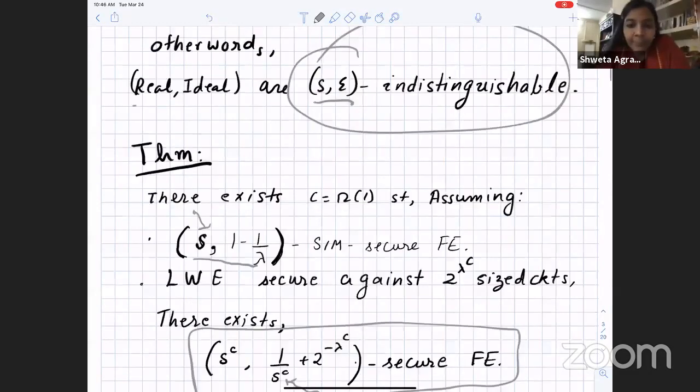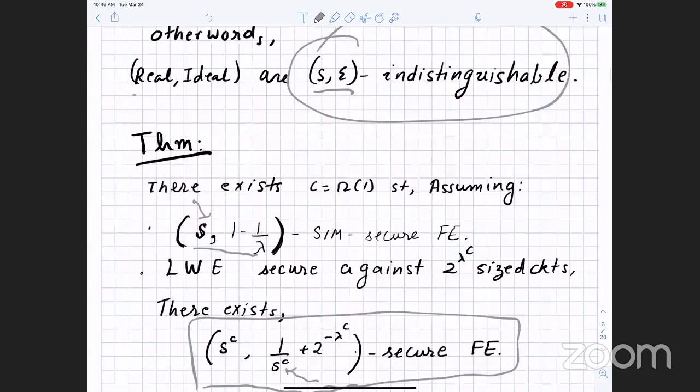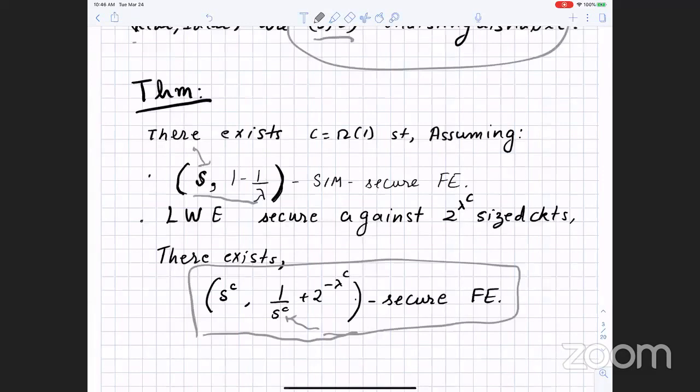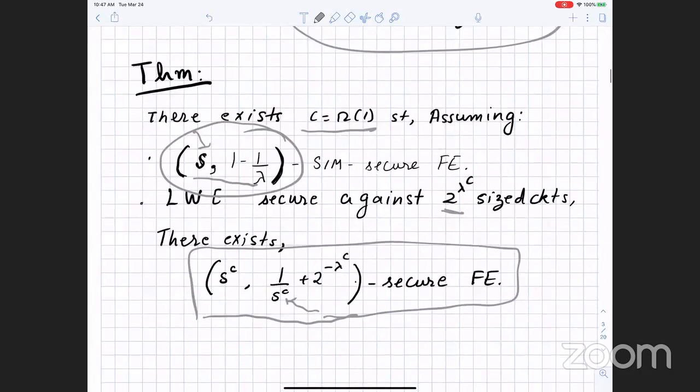Sure, thanks. Okay. So once we have this, let me now jump straight to the theorem that we prove. We show that there exists a constant C such that if you assume that you have an FE scheme which is S, 1 minus 1 by the security parameter secure, and further you are willing to assume learning with errors, which is secure against circuits of sub-exponential size, like 2 to the lambda to the C, then there exists an FE scheme which is secure for circuits of size S to the C, and the distinguishing advantage is 1 by S to the C plus 2 to the minus lambda to the C.